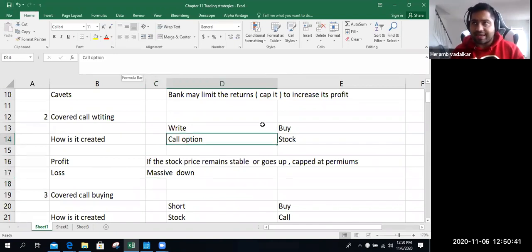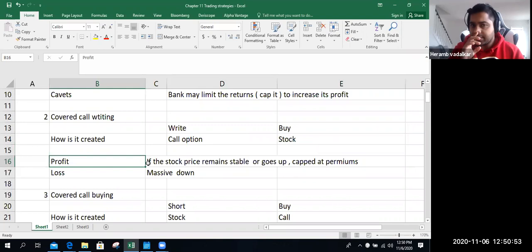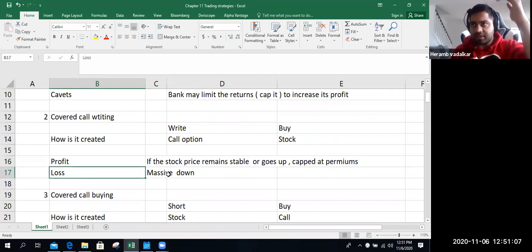So summarizing it, covered call writing, how is it created? By writing a call option and by buying a stock. Profit happens if the stock price remains same or goes up, but profits are capped at premium amount. So maximum profit you can make is the premium that you collected. Loss happens when stock price goes down. This was covered call writing.